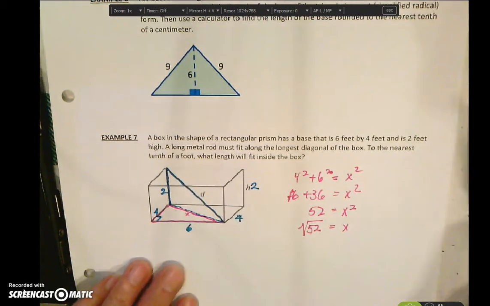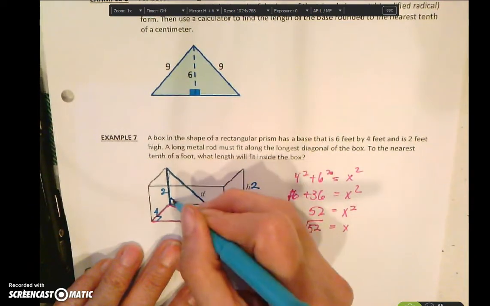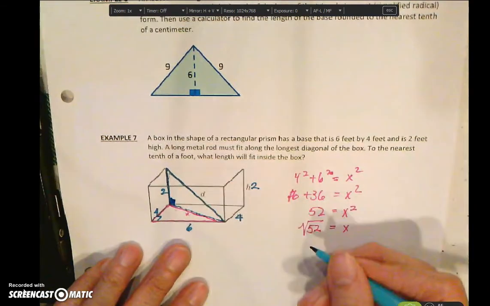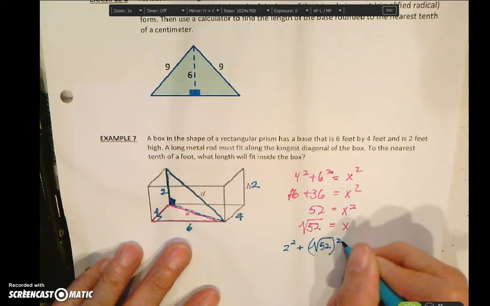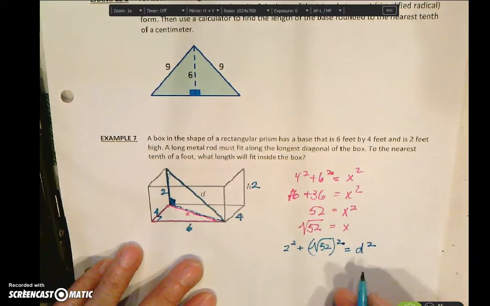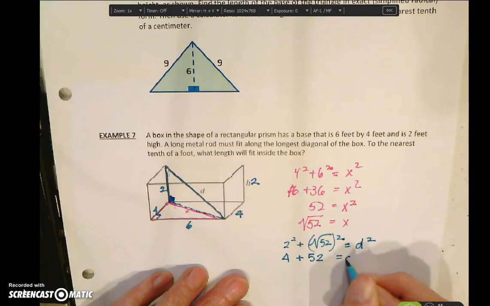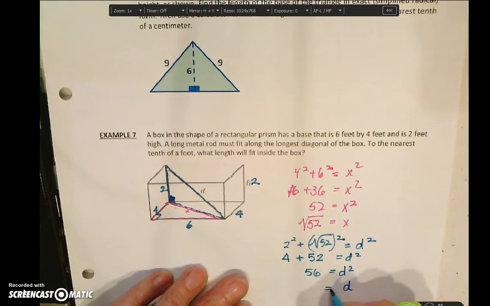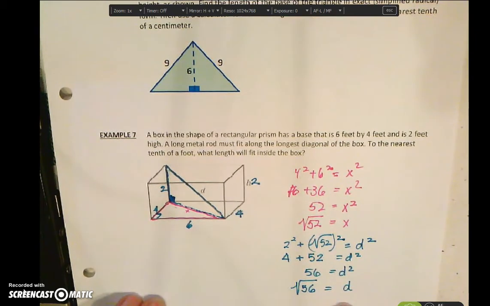Now I'm going to do the Pythagorean theorem on the blue box. Again, here's my right angle right here. I'm going to say that 2 squared plus the square root of 52 squared is going to be equal to d squared. So that's going to be 4 plus 52 is equal to d squared. So 56 is equal to d squared, and then d is going to be the square root of 56, which we will put in our calculators and come up with. So we'll talk about that tomorrow. I'll stop this video.